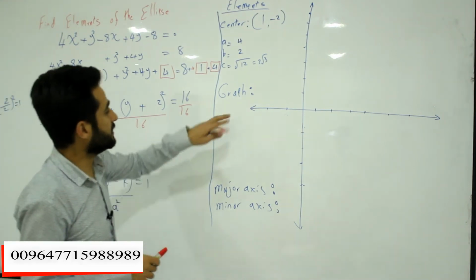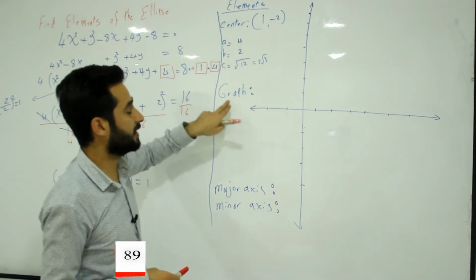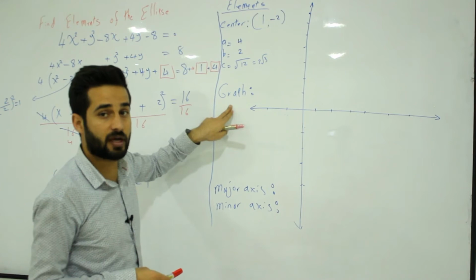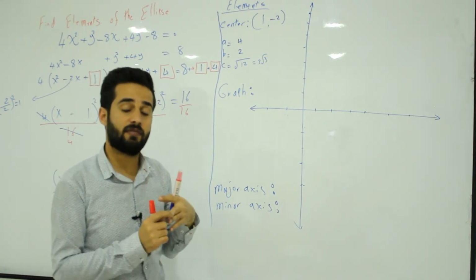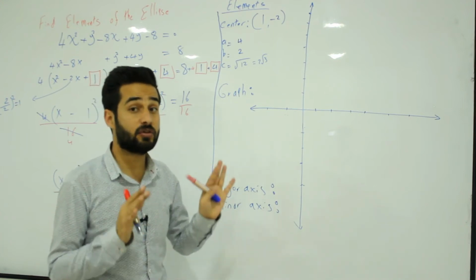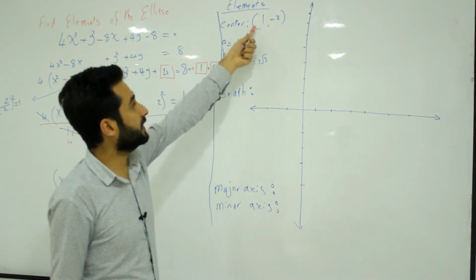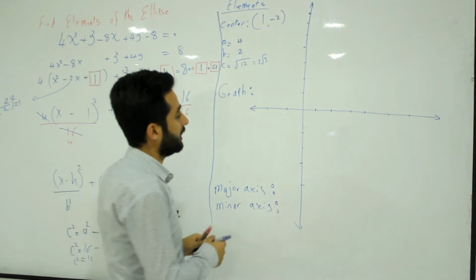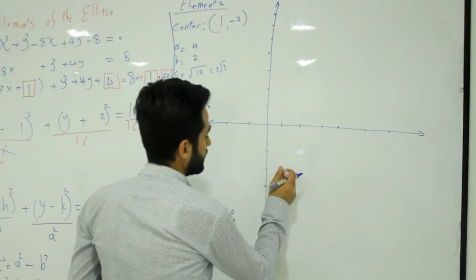After all of this, we have to graph. Look, center, A, B, C, and then graph. After the graph, we can find the vertices, secondary vertices, foci, and the major axis and minor axis by the graph, not the rules. Okay? Graph. We need the center, which is 1 and minus 2. This is 1 and this is minus 2. Here is the center of this graph.